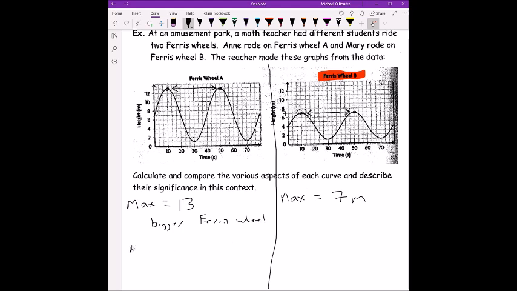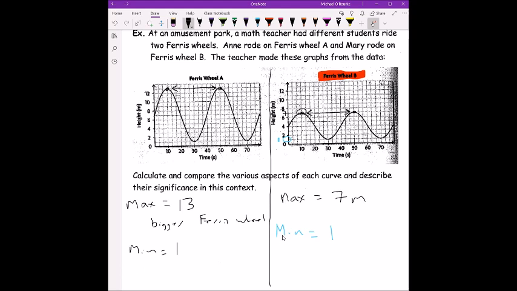Okay, let's look at minimum value. My minimum value here is 1. That equals 1. What's your minimum value? Good. 1. Now what does the minimum value tell you?